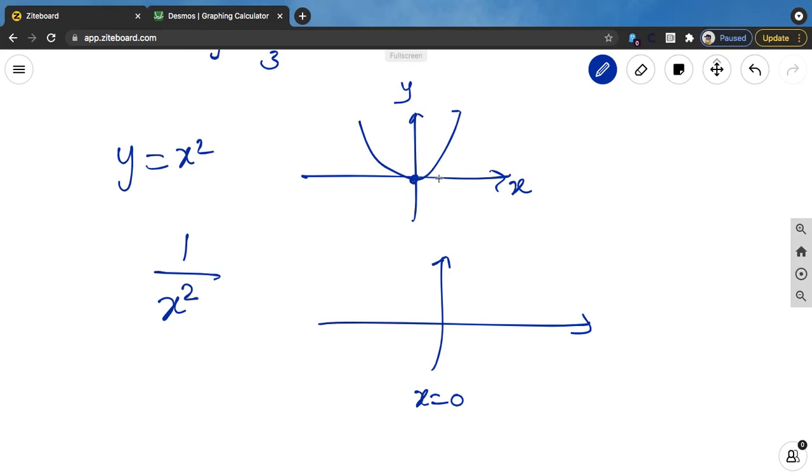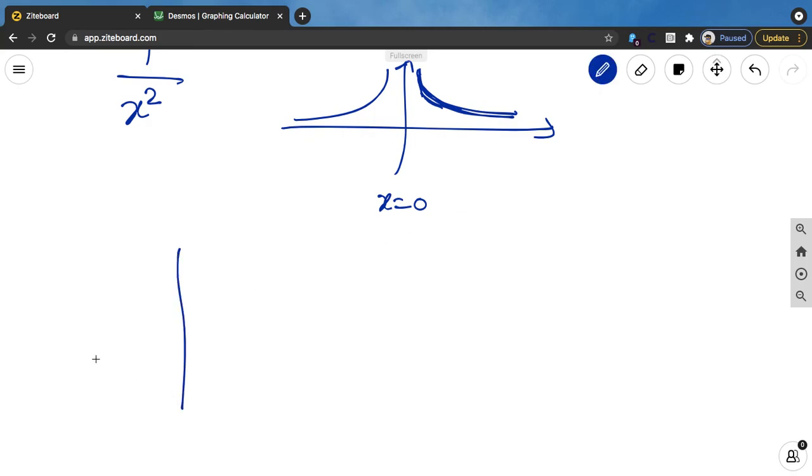And then as x increases, y decreases. Even on the left hand side, as x increases, y decreases. And it is symmetric because of the square operation. The values remain the same on the positive and the negative side. And the y value remains only positive because y is equal to x square is only positive. So the reciprocal will also be positive.